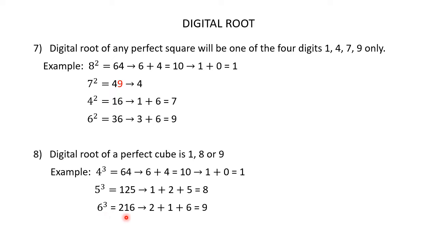6 cubed is 216 and 2 plus 1 plus 6 is 9. So 9 is the digital root of 6 cubed. So the digital root of a perfect cube is either 1, 8 or 9.